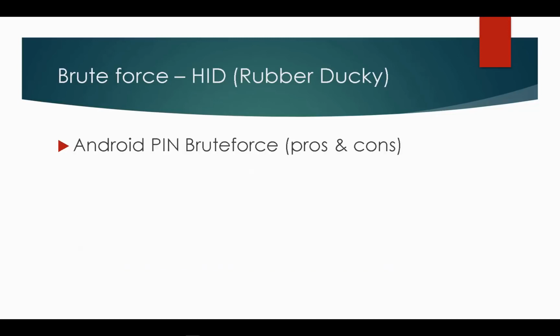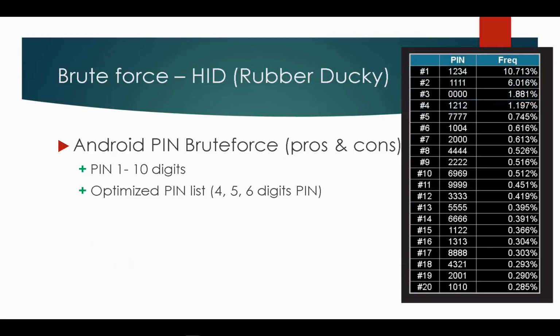It has a lot of pros and cons. For example, you can test various pins with length from 1 to 10 digits. It uses an optimized pin list for 4, 5 and 6 digit pins. This is based on the most popular top pins being used based on the statistics. It detects all the timeouts. And if you unplug your smartphone, since cracking the pin will take a lot of hours and you need to recharge your device, if you unplug, charge the smartphone, and plug back in, it continues where it stopped.